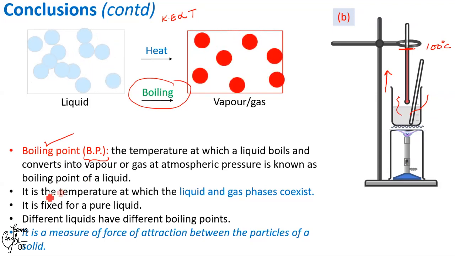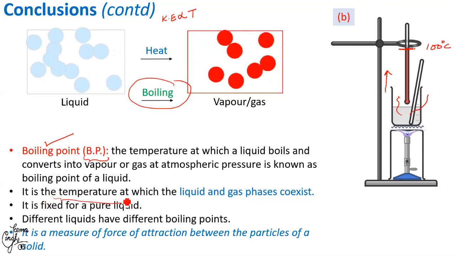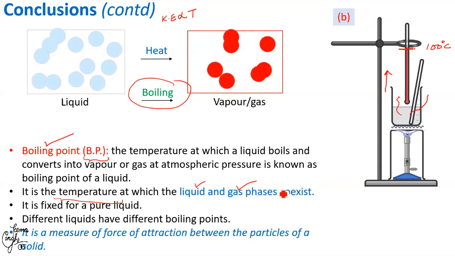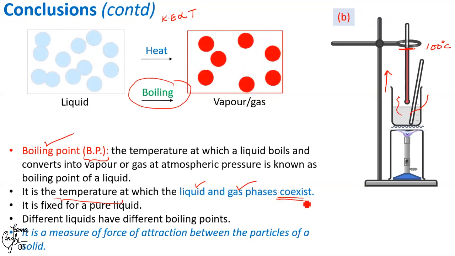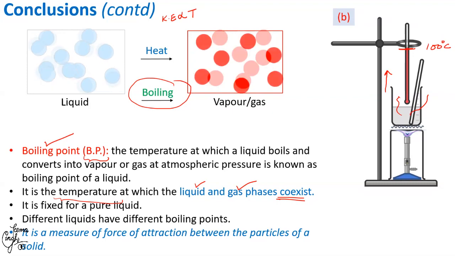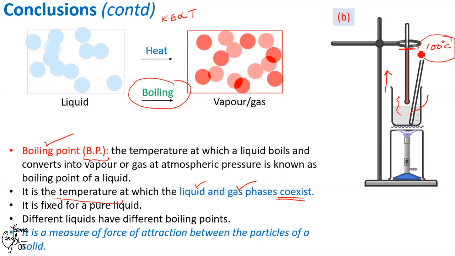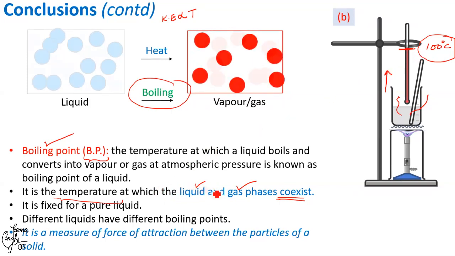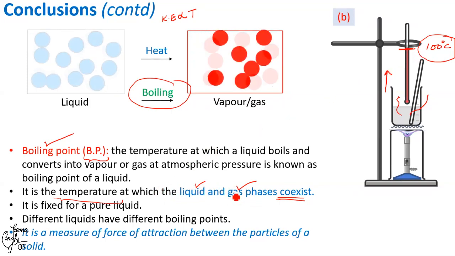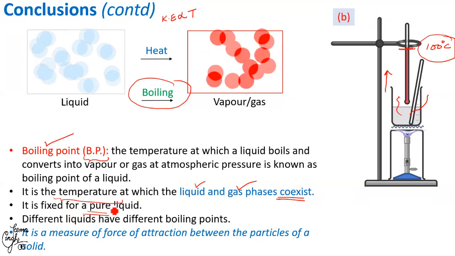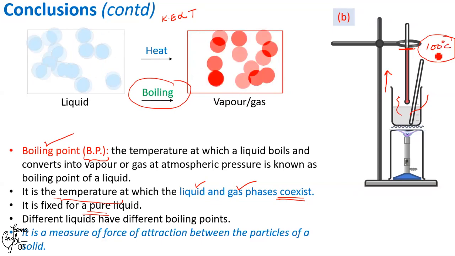Also remember that boiling point is the temperature at which the liquid and gas phases of a matter coexist. So if I put up a question that at 100 degrees Celsius, what will be the phases in which water exists? It is going to exist in both liquid as well as gas phases. Boiling point is fixed for a pure liquid. If your water is pure, it is going to boil at 100 degrees Celsius.